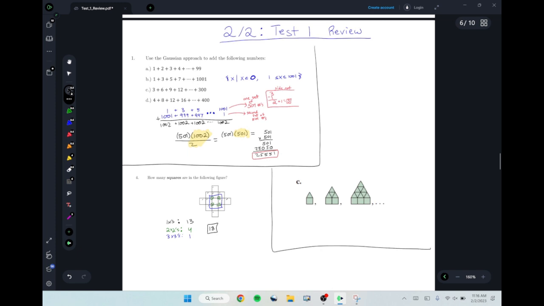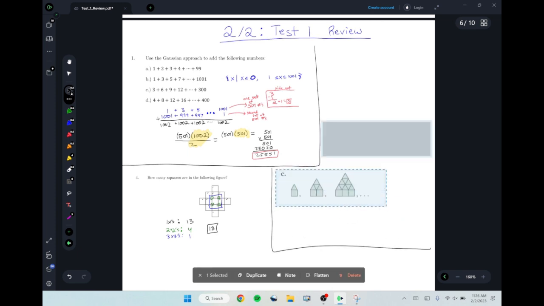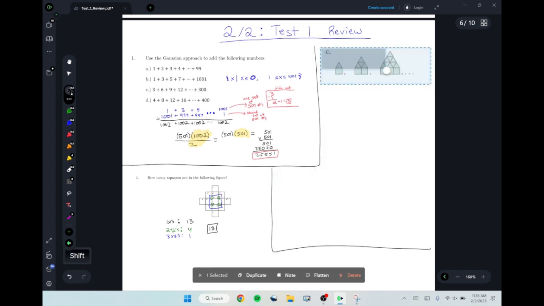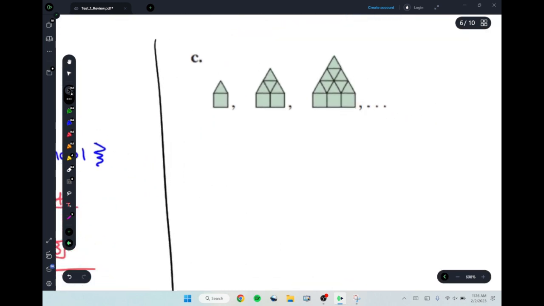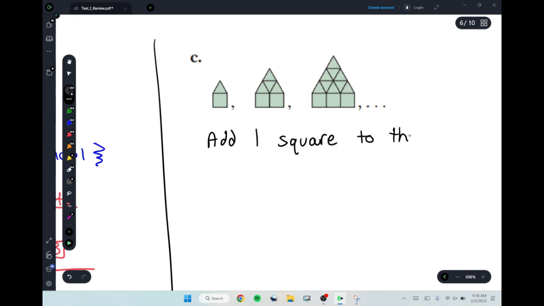Again, let's do it up here. So in words, what can the pattern look like? I think 1 extra square, if we write that, right? Add 1 square to the bottom row. And then what do they do?